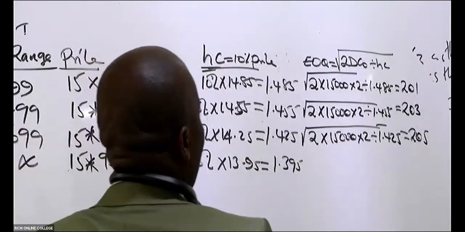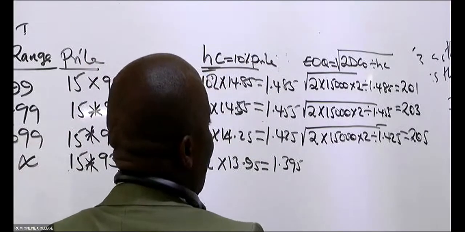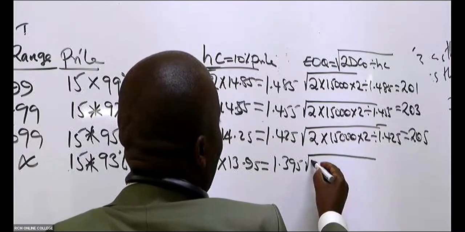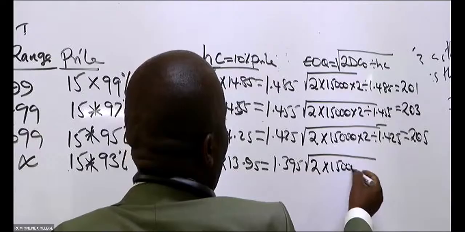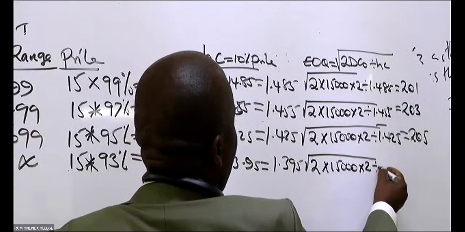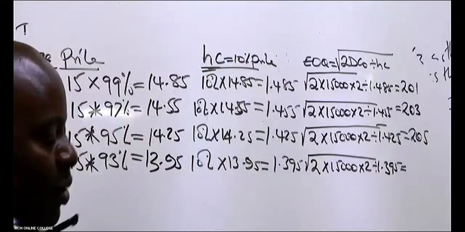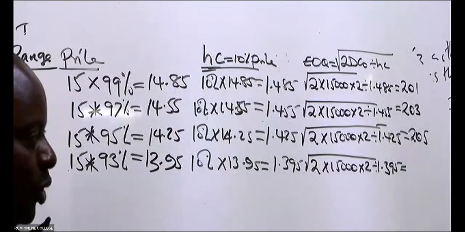And then, ladies and gentlemen, in this case here, we have the last one. We have 2 times 15,000 times 2 divided by 1.395. So please tell us, what will this EOQ be equal to? So this is 207.